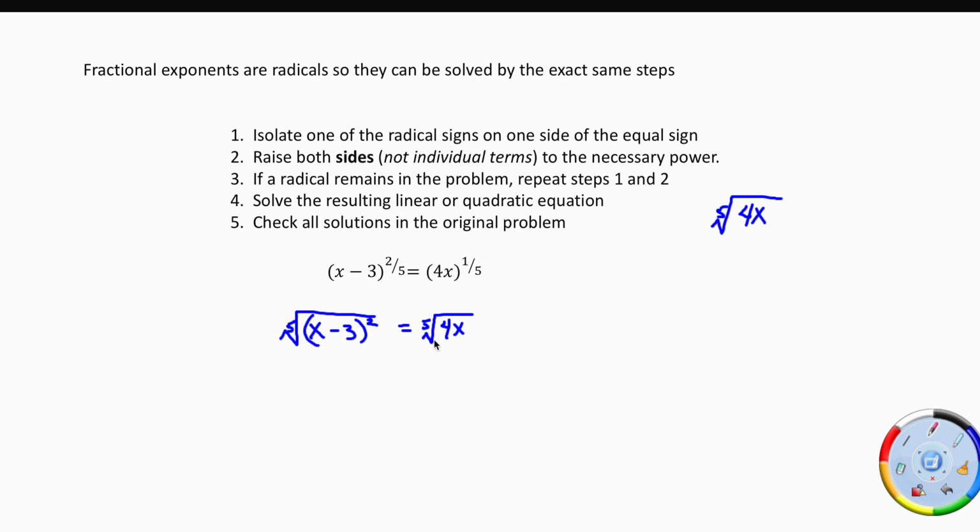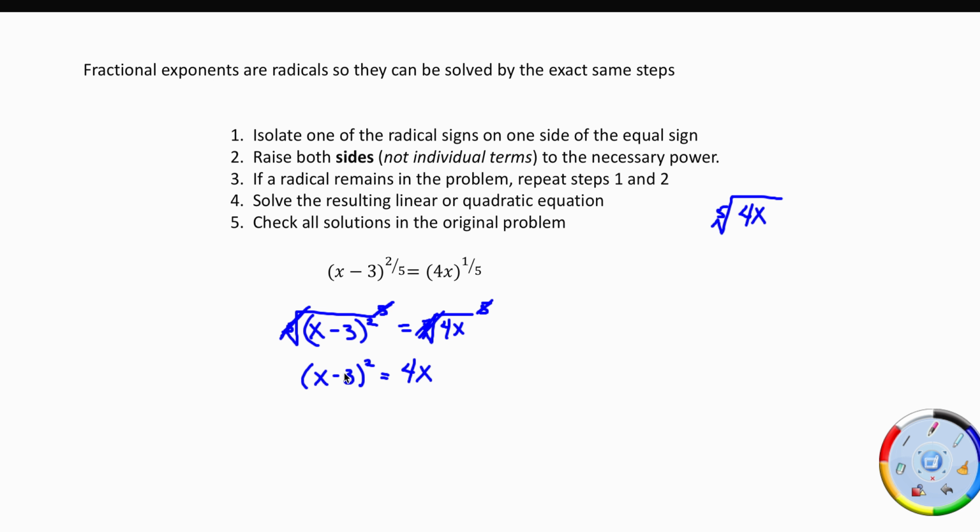Meaning, then I can just raise everything to the 5th power to get rid of that index. Again, it's an odd index. I'm not going to have to check my answer when I'm finished. I can if I want to, but I don't have to, right? So I'm going to raise everything to the 5th power, because that will undo a 5th root, and simply leave x minus 3 squared equals 4x. And I've got a quadratic equation.